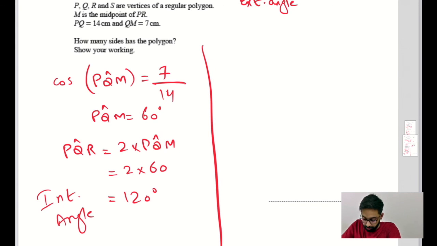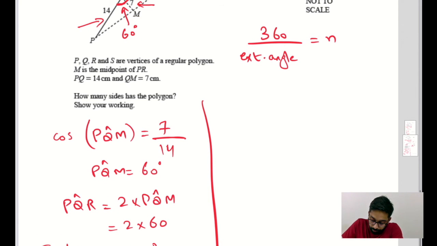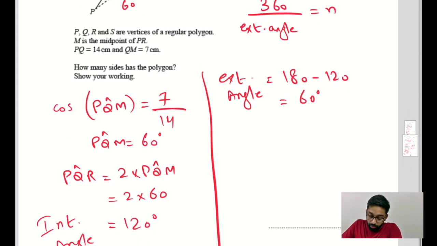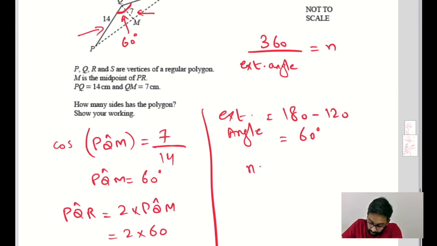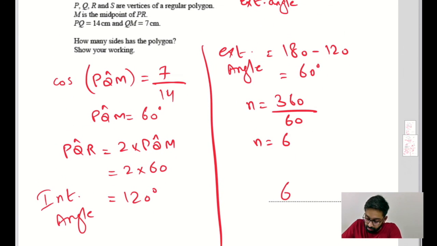Now let's find the external angle. To find the external angle, you subtract the internal angle from 180. So external angle 180 minus 120 gives us 60 degrees. Now the formula is n equals 360 divided by the external angle. So 360 divided by 60 should give us 6. There are 6 sides to this figure.